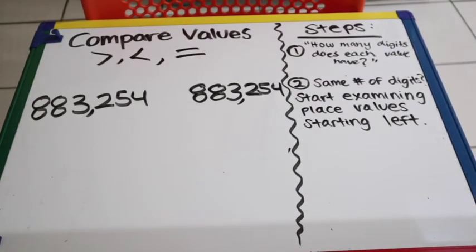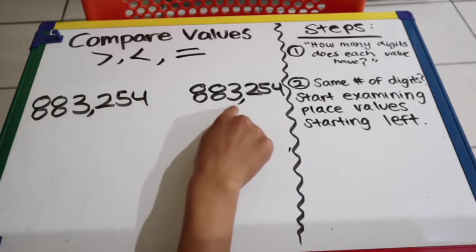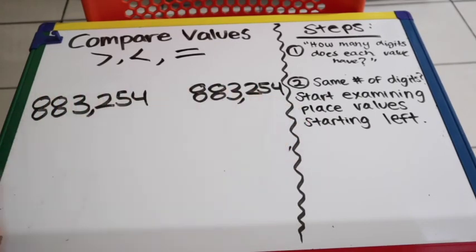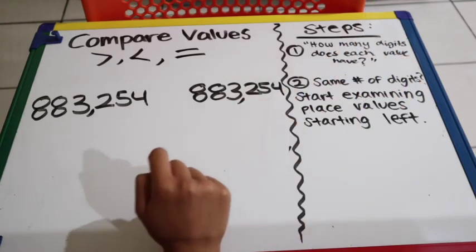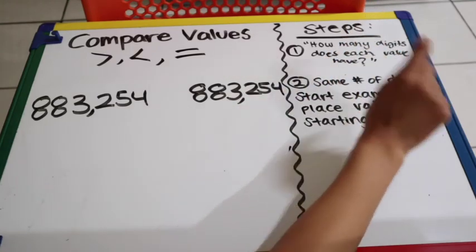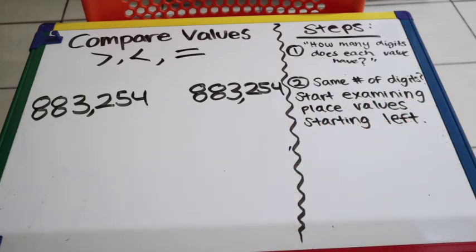Okay, here is your last example before I give you your video response question. Once again, we're going to take a look at our steps. How many digits does each value have? 1, 2, 3, 4, 5, 6. Awesome. 1, 2, 3, 4, 5, 6. So they both have 6 digits, which means I can move on to number 2. For section 2, same number of digits. Well, now we can start examining the place values starting to the left.